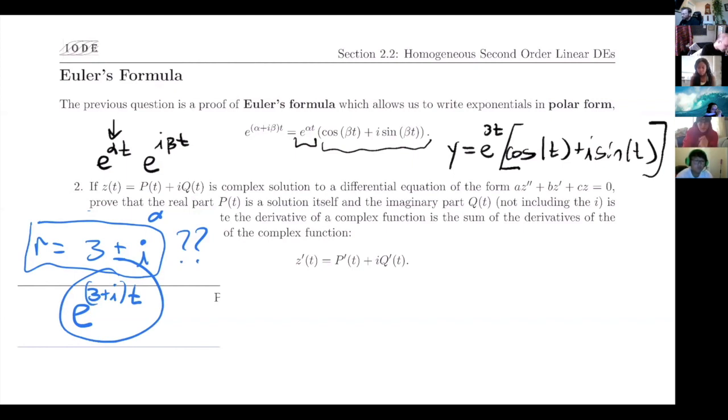Okay, well. It's plus or minus i. Does that come into consideration? Is this only one part of the solution?